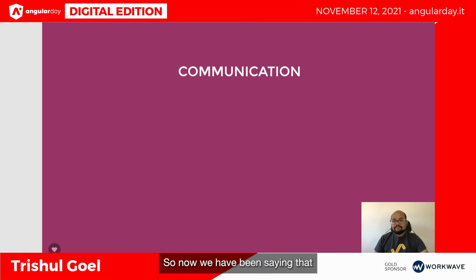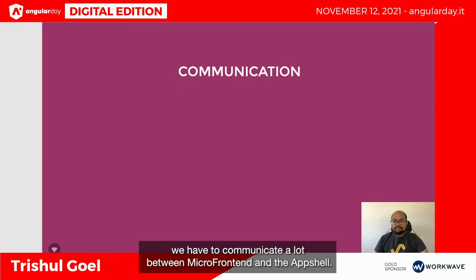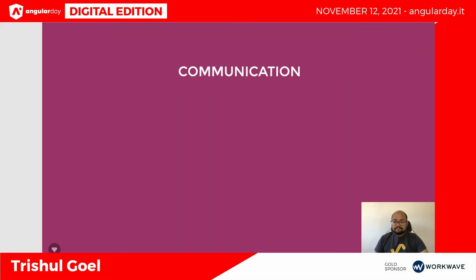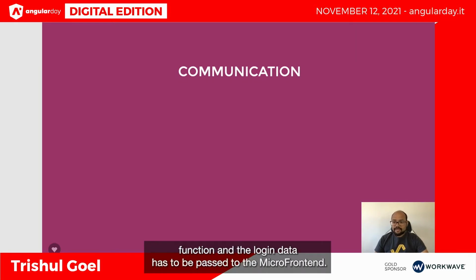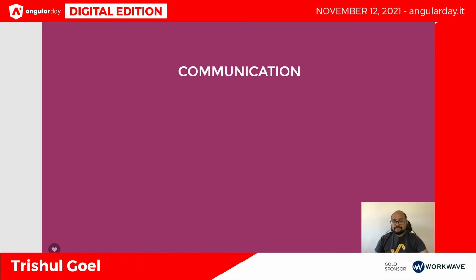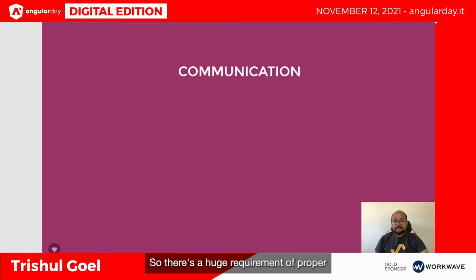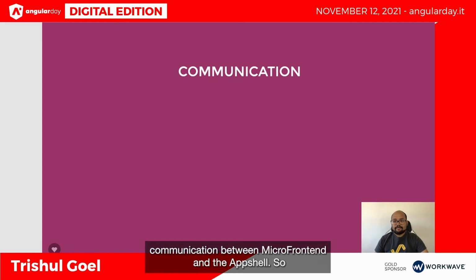So now we have been saying that we have to communicate a lot between micro frontends and the Appshell. For example, exposing a tracking function, exposing a notification function, and the login data has to be passed to the micro frontends. So there's a huge requirement of proper communication between micro frontend and the Appshell. So we figured out that there are broadly 2 ways to do this.